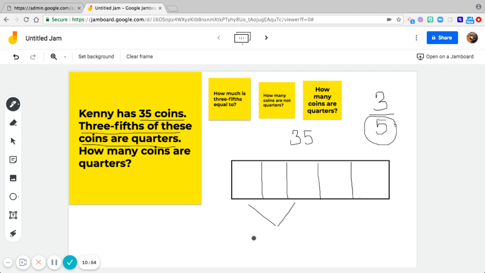what I just did still isn't telling us how much 3/5 is equal to. Okay? We need to know exactly how many quarters are represented in this problem. We know it's 3/5, but we've got to know the actual number. So let's think about that for just a few moments. And let's think about how many coins are represented in each of these fifths.